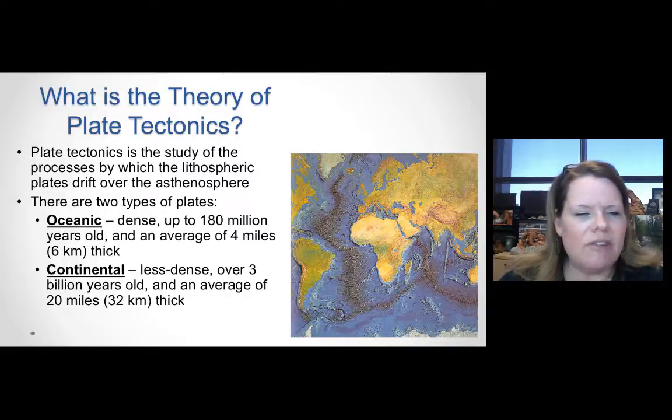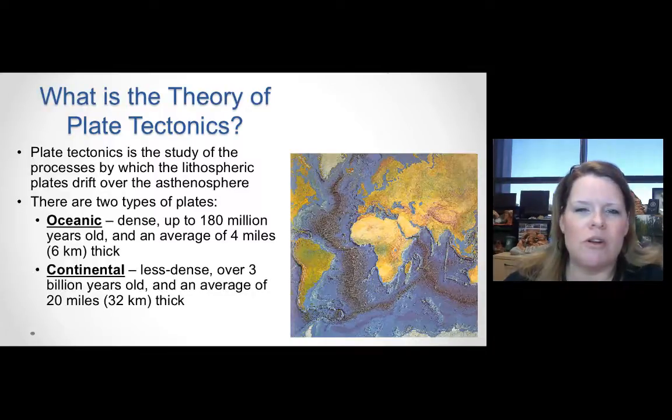It's the study of the processes by which the lithosphere plates drift over the asthenosphere. So you might be wondering, what's the asthenosphere? It is the section of the mantle that's kind of like a mushy rock, and it is the area where we have convection happen in the Earth's mantle.